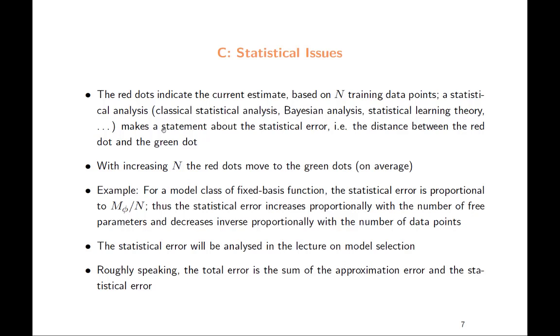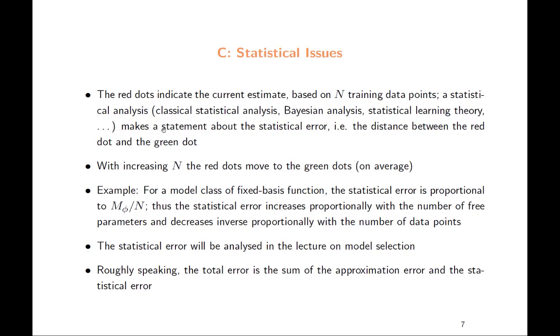There's also another issue. So the red dots in the next slide indicate the current estimate based on n training data points. And a statistical analysis, for example, classical statistical analysis, Bayesian analysis, or statistical learning theory, and some others make a statement about the statistical error, which is the distance between the red dot and the green dot. And with increasing number of training data points, the red dot should move to the green dots if you have a good learning algorithm.